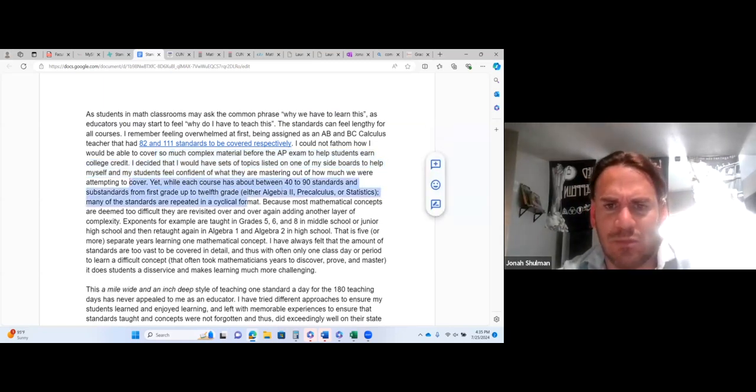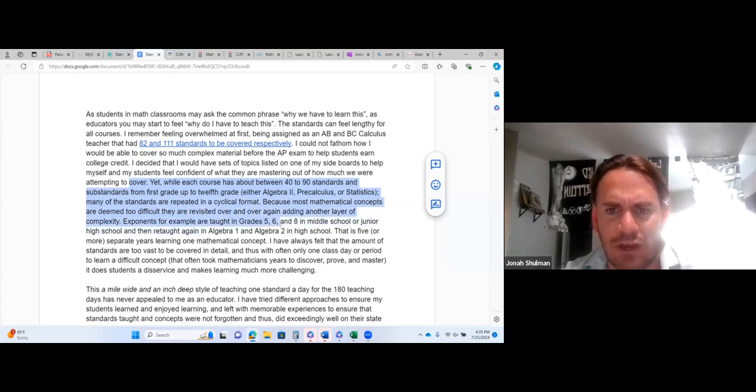Yet, while each course had between 40 to 90 standards and substandards, many of them are in a cyclical format. So they go over and over again. Because math concepts are deemed too difficult, they're revisited over and over again, grade by grade.